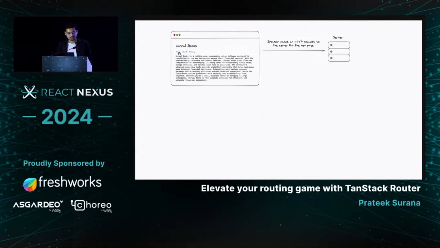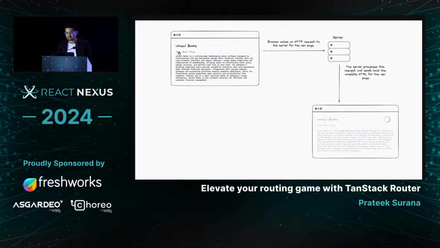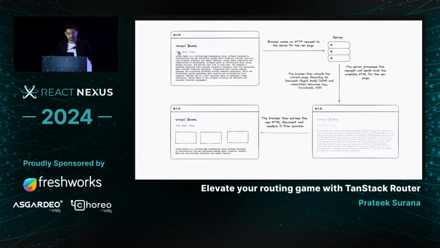Whenever the user clicks on a link, the browser sends an HTTP request to the server for the new page. As soon as the server processes the request, it sends the response with the new HTML page. Once the browser receives the response, it has to unload the current page, discarding all the associated DOM, CSSOM, and any associated resources like JavaScript, CSS, etc. Then the browser parses the HTML, paints the new page, constructs a new HTML document from scratch, and also fetches any JavaScript, CSS, or other image assets from scratch.